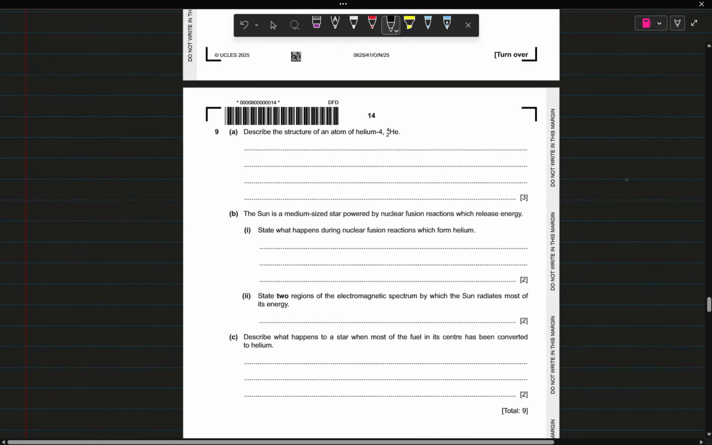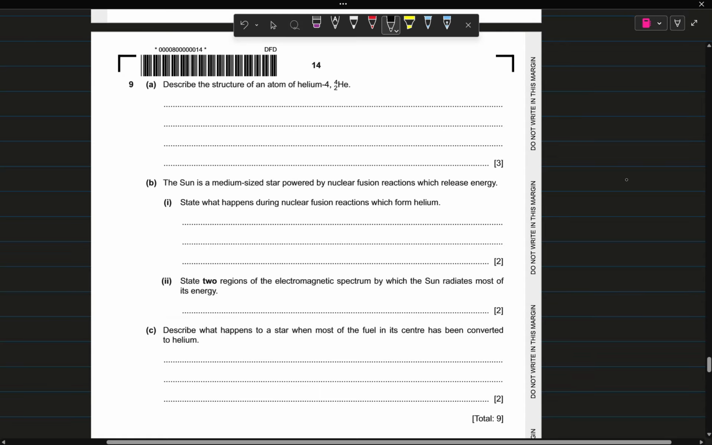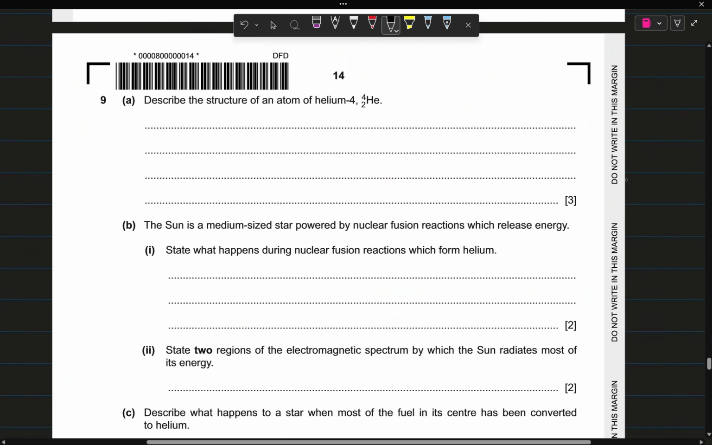Okay, that's done. Moving on to question number 9. For part A, describe the structure of an atom of helium-4, 2He. Okay, so essentially here, for this atom, we need to describe the protons and the neutrons. So for helium here, since we do not have any charge here, this would mean that after all, there are also two electrons. So we can describe first of all the nucleus. So nucleus contains protons and neutrons.